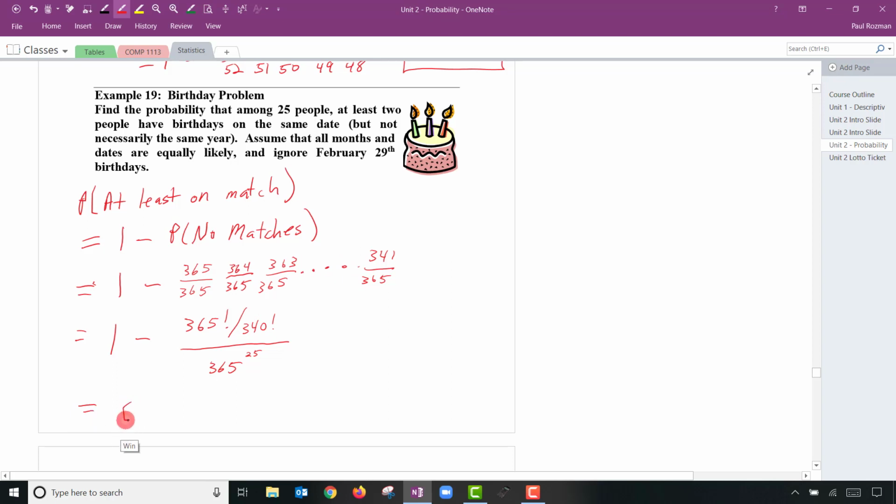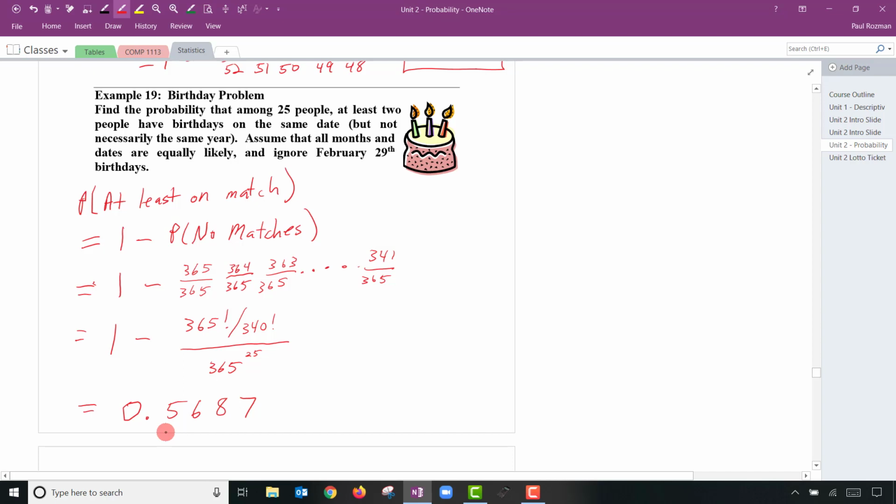It turns out to be shockingly high. It's over 50%. It's 56.87%. In a room with 25 people, there's a better than 50% chance that 2 people will match. Even though there's a very low chance that any 2 people match, it turns out that because there are so many different permutations, all very low chances, when you add them all together, eventually you start to get a fairly high probability.